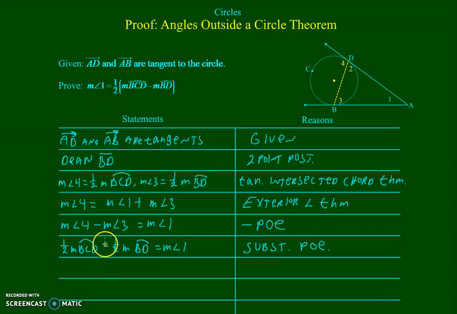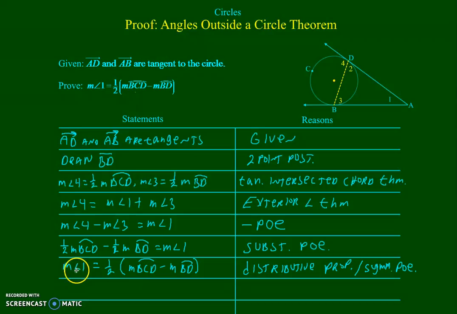What is important is the fact that we have BCD and BD together. The only difference between this and this is that here we have factored out the 1/2. So that's what we're going to do next, is factor out the 1/2, and we will have our final statement. So here we have the measure of angle 1 equals 1/2 BCD minus BD. And that's distributive property and the symmetric property of equality. And we've got our proof.